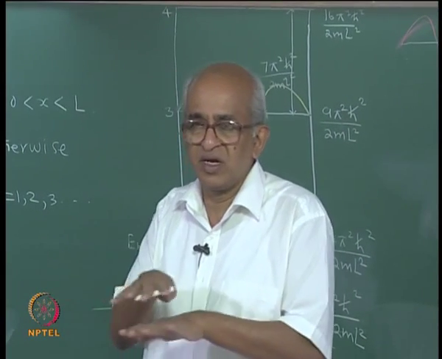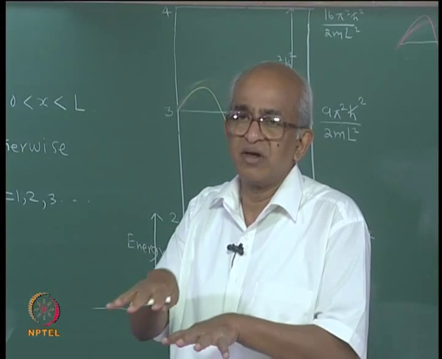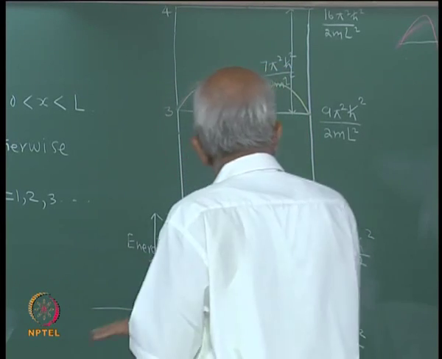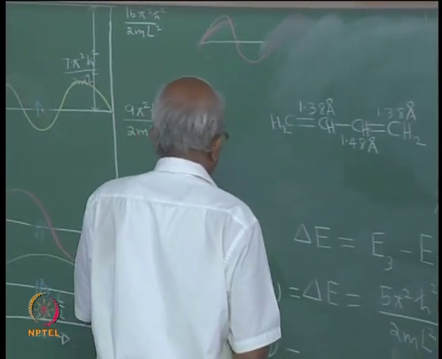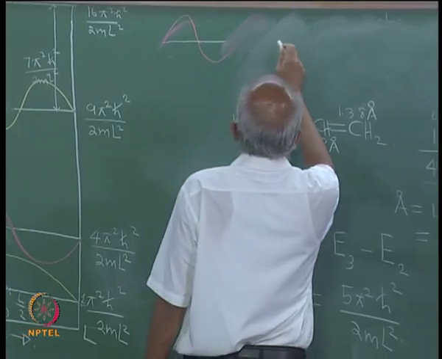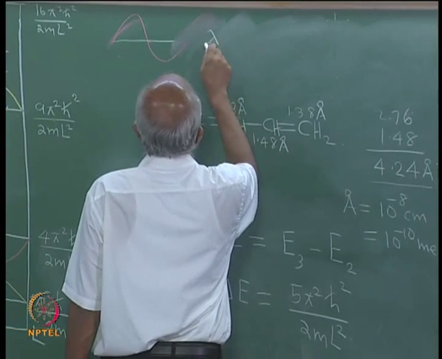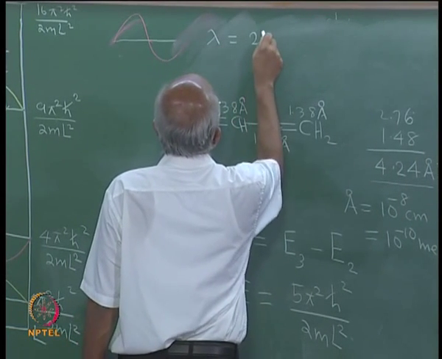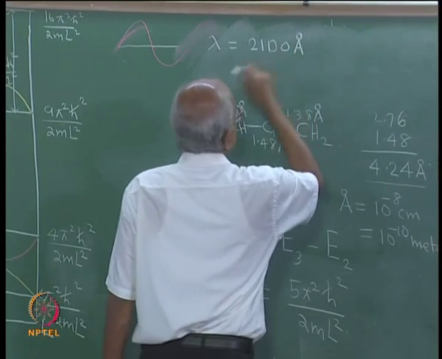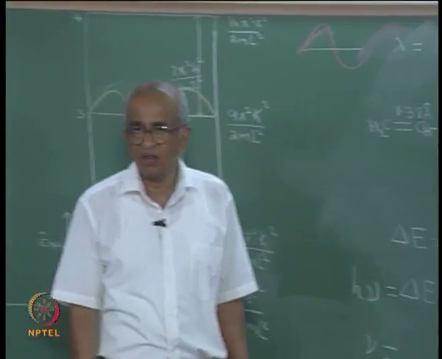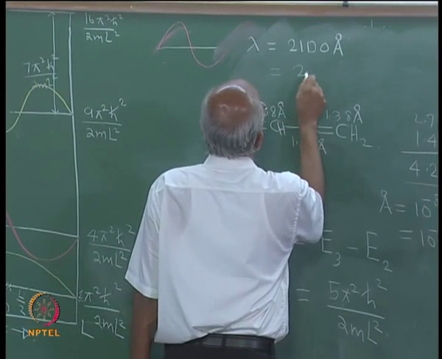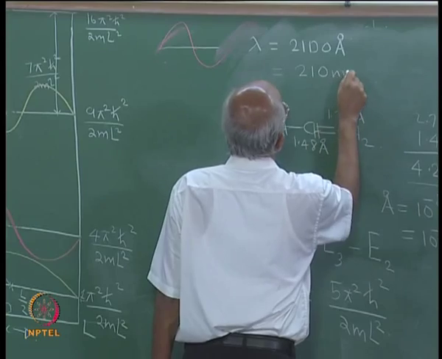And so, experimentally you can determine that particular transition which will need the minimum amount of energy, and in fact in the case of butadiene, if you do the experiment you will find that that transition occurs at a wavelength lambda which is equal to 2100 angstroms, or 210 nanometers.